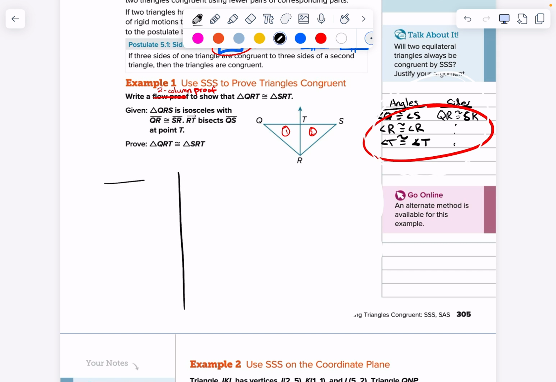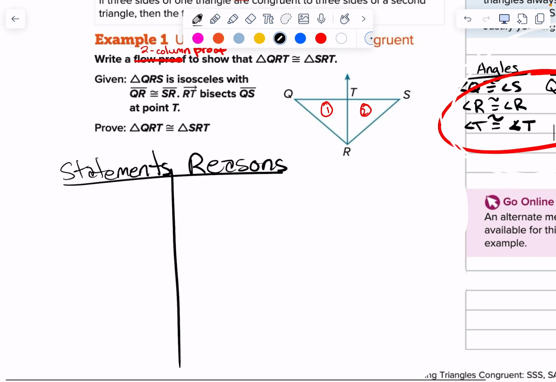Every 2-column proof is going to start with 2 columns like this. You're going to make a chart, and the left side is going to be called statements. And do you remember the right side? Reasons. So I'm going to list out things, and I'm going to say why I'm able to say that. And then what I've started doing is, when we do these, I'm going to have a little spot over on the left side for me to take inventory as I go through this proof.